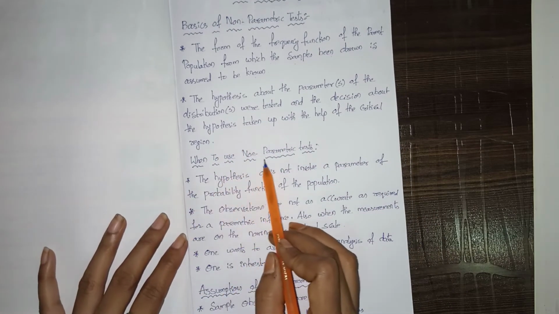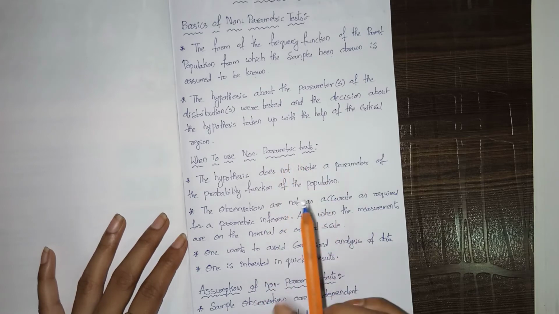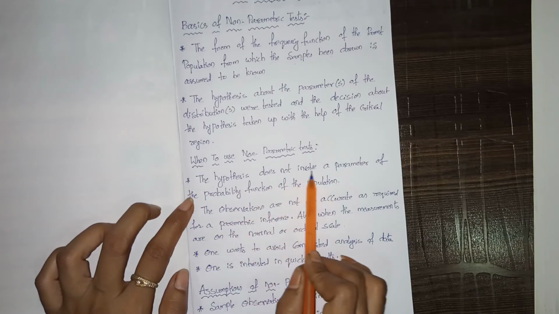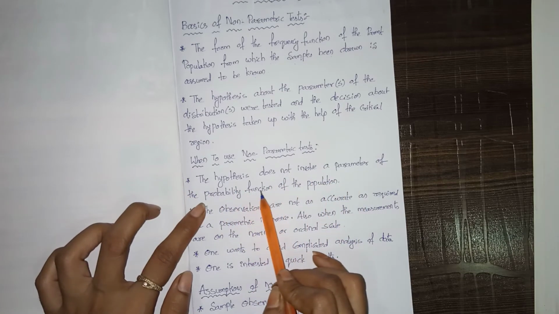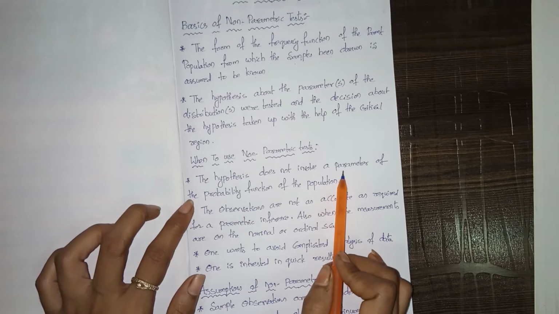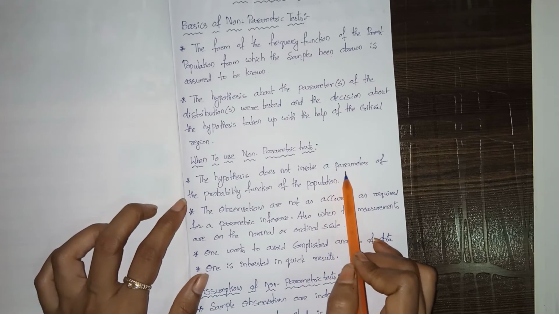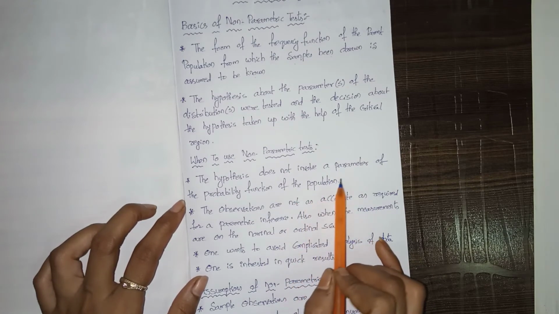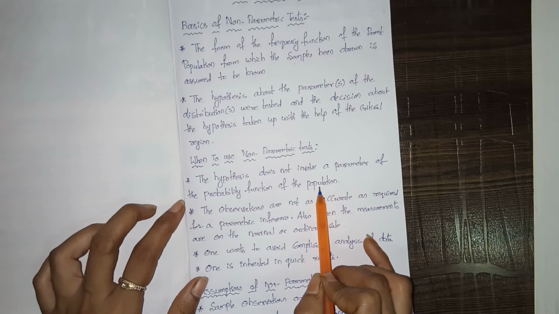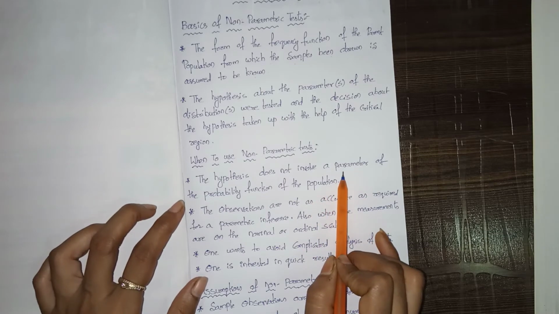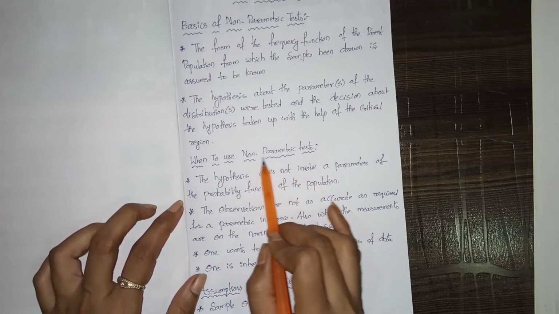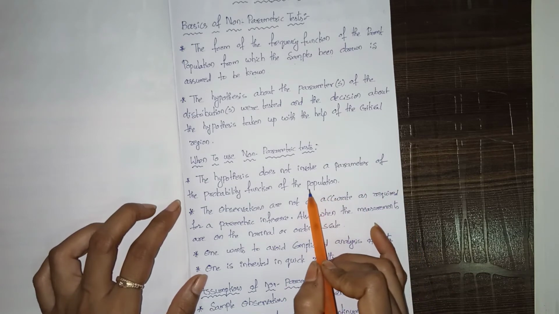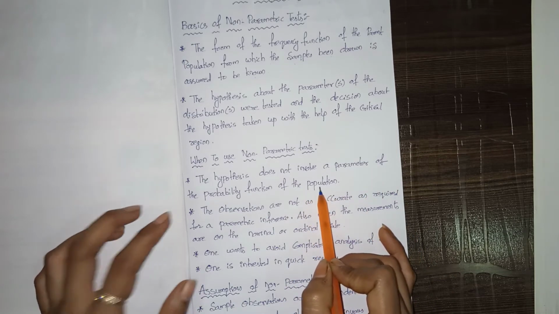Now, when to use this non-parametric test? The first point is that the hypothesis does not involve a parameter of the probability function of the population. Here we don't calculate any parameters, that means any constants regarding the population. Population constants are called parameters, but in a non-parametric test we concentrate only on samples. That's why we don't calculate any parameters regarding the population.